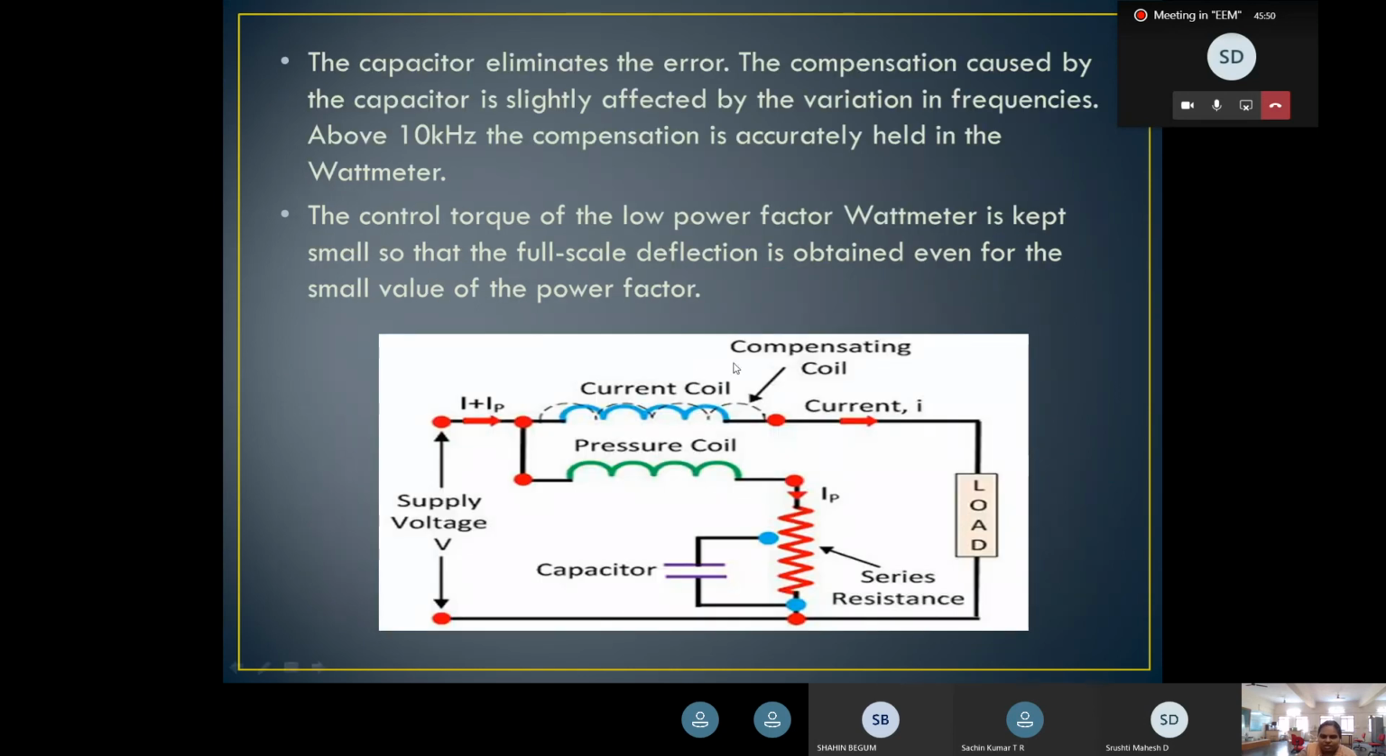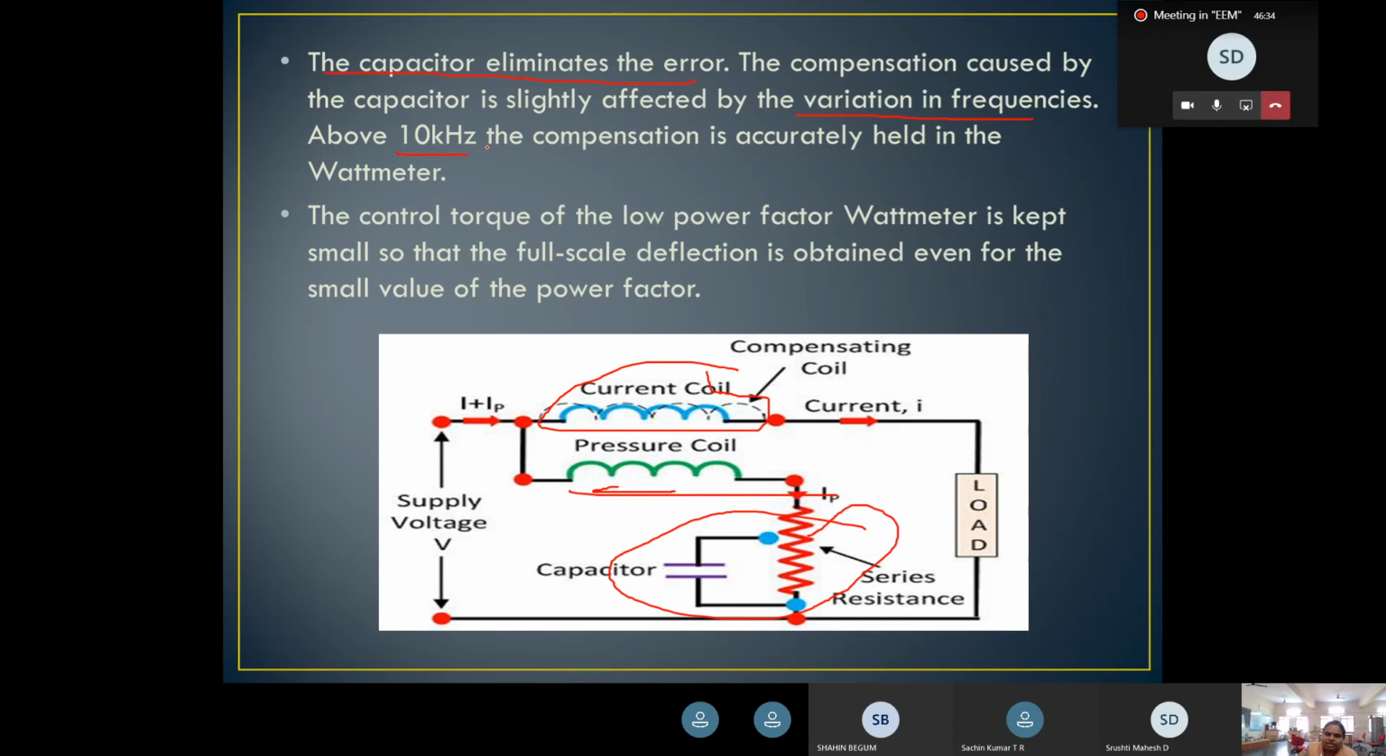Observe here, this is the construction where this is our compensating coil. Along with this, we are going to connect a capacitor across the resistor. Series resistance is there. For this, a capacitor is going to be connected in parallel. This capacitor eliminates the error. The error that is introduced due to the inductance is going to be reduced by this construction.